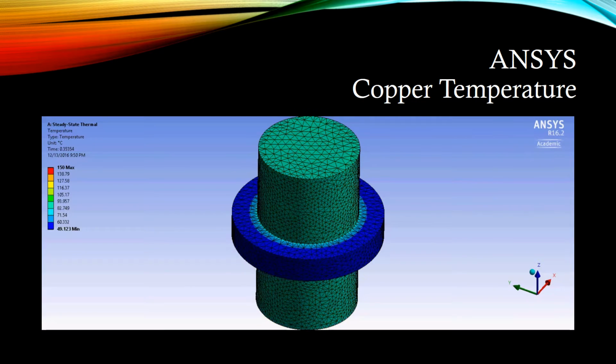The minimum temperature for copper was 21 degrees Celsius and the maximum temperature was 150 degrees Celsius.